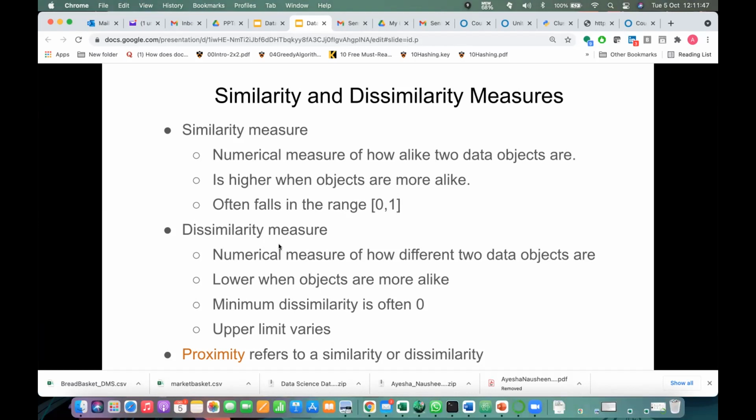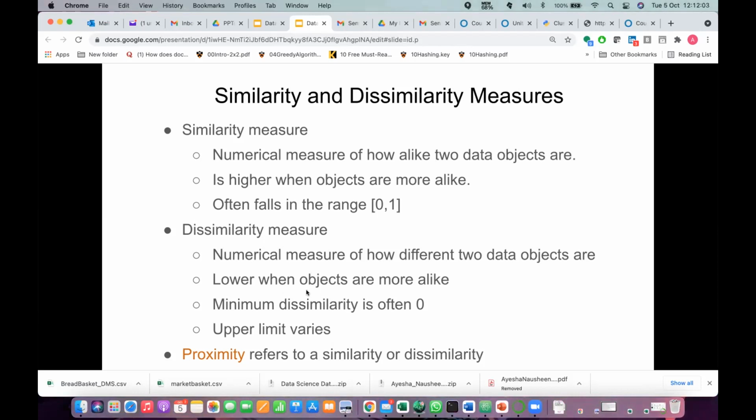Opposite to the similarity measure is the dissimilarity measure, a numerical measure of how different two data objects are. If more value, then more dissimilar. Less value, less dissimilar. Lower when objects are more alike. Minimum dissimilarity is often 0. Upper limit varies. Most of the time, similarity is nothing but 1 minus dissimilarity, or dissimilarity is 1 minus similarity. These two are conjugate type of things.